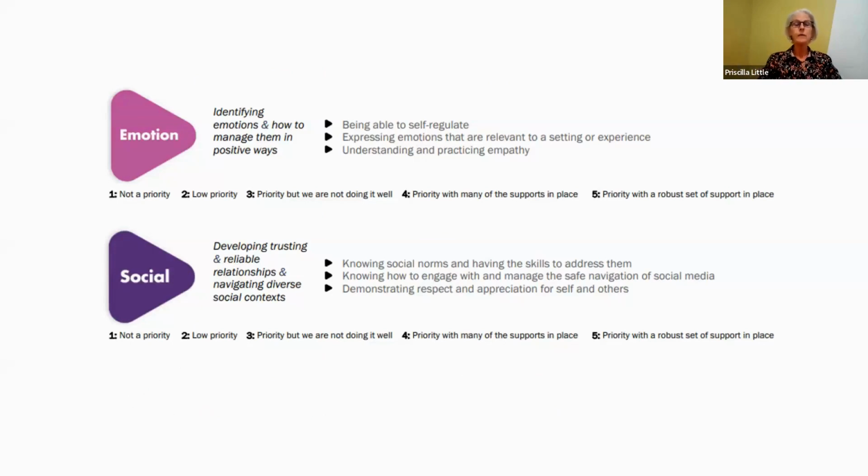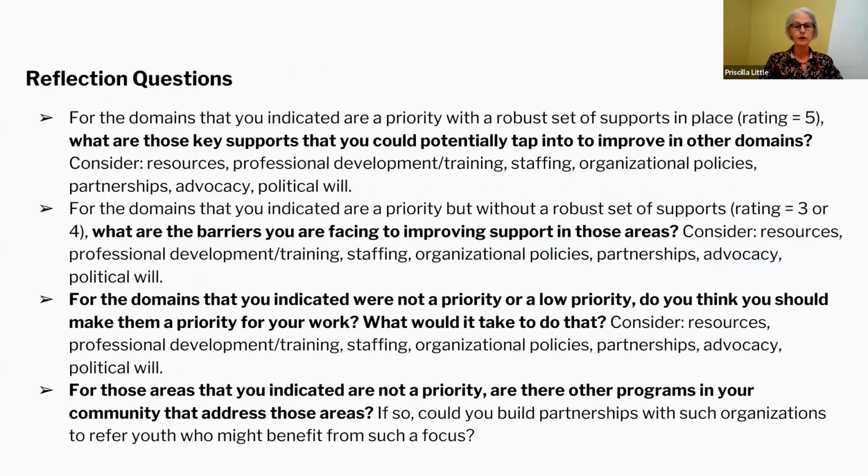And finally, the tool ends with a set of reflection questions. So understanding that you may be doing something well, what could you do to help others and to do things in other domains? And we're really encouraging you in the reflection tool to think not about your organizational practices, but what are the resources, professional development training, staffing, and organizational policies and partnerships that really are going to promote or inhibit your capacity as a really strong practitioner to be able to implement thriving.